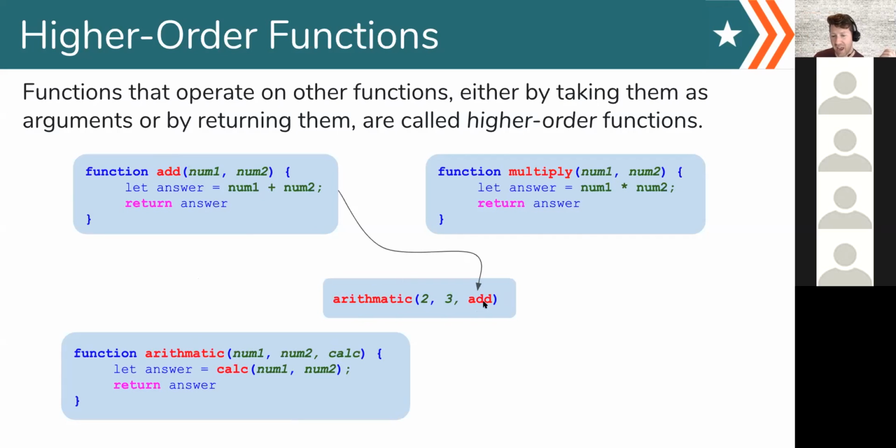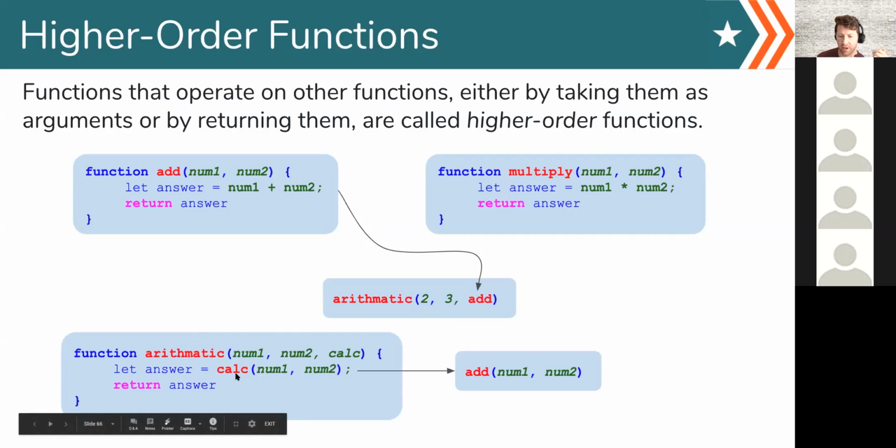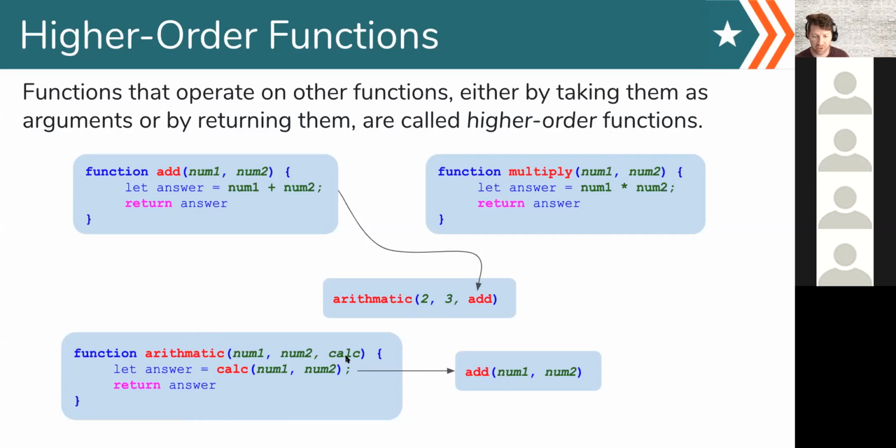So the function add is actually being passed in to the arithmetic function as an argument. And now when we're down here, we call the add function right there. This is essentially calling add, num1 plus num2. We're kind of reassigning it to calc, because it could be add, multiply, division, or a number of different calculations.